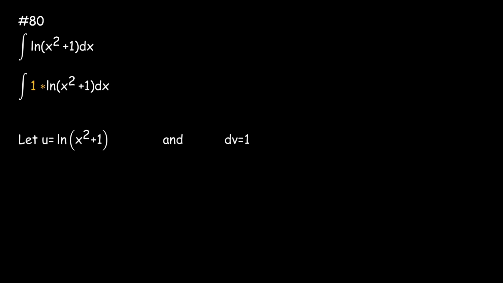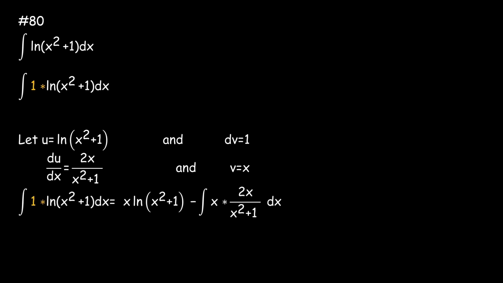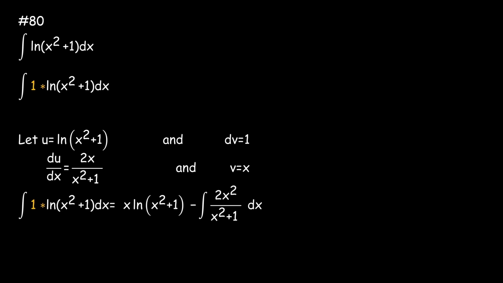Okay, so if u is natural log of x squared plus 1 and dv is 1, that means v will be x and du by dx is 2x over x squared plus 1. Substituting these into the formula, we're going to have our integral being equal to x natural log of x squared plus 1 minus the integral of x times 2x over x squared plus 1. Okay, that's interesting. The numerator will come to 2x squared over x squared plus 1.